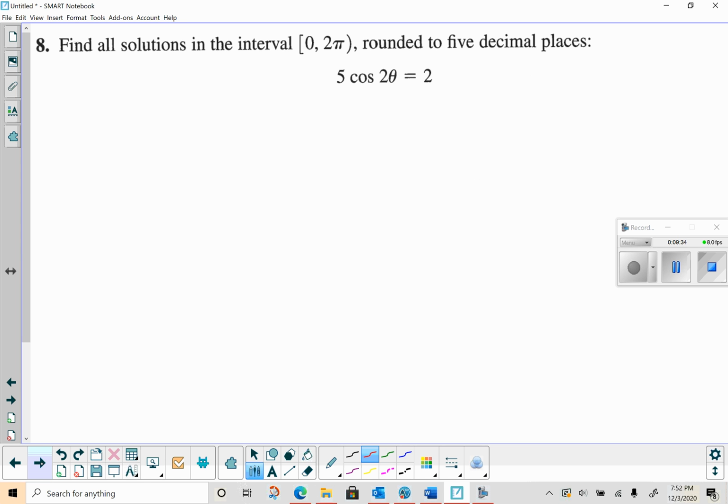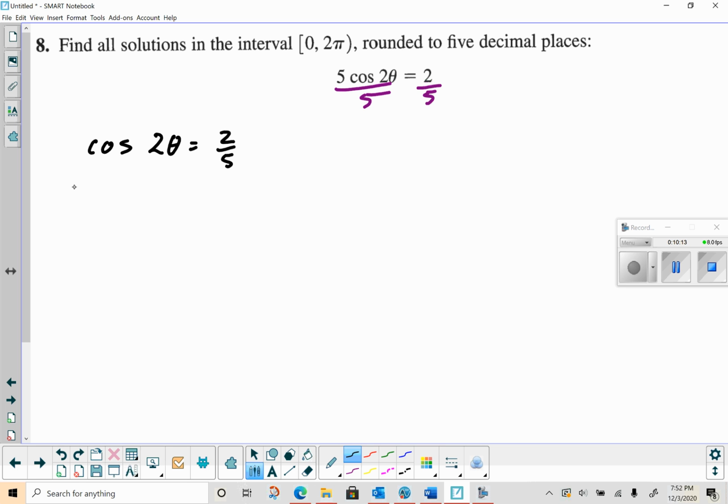Number 8, find all solutions in the interval from 0 to 2 pi, not included, rounded to 5 decimal places. Well, isn't this going to be a joy? All right, algebra. Let's divide both sides by 5. And I'm going to give myself some more room to work here. It looks good in the book when it's centered, sure. So cosine is equal to 2/5. Again, I have the variable term isolated, and I've got the coefficient of that down to 1.